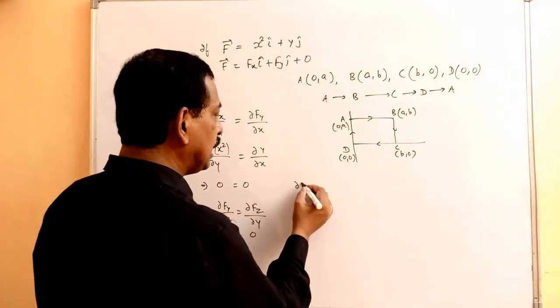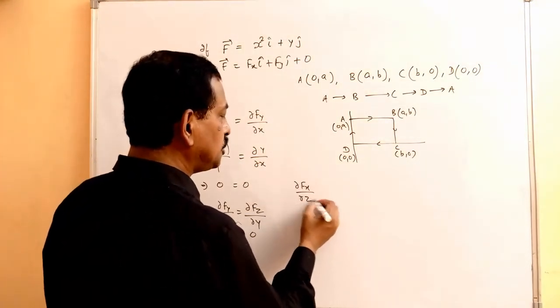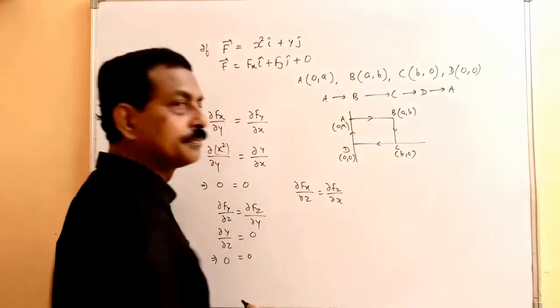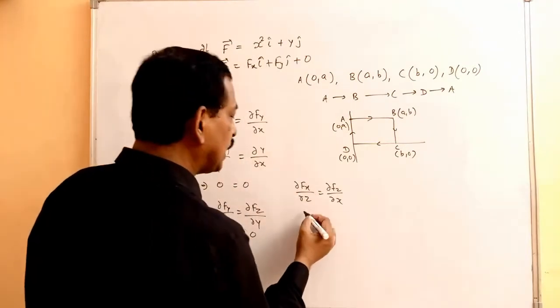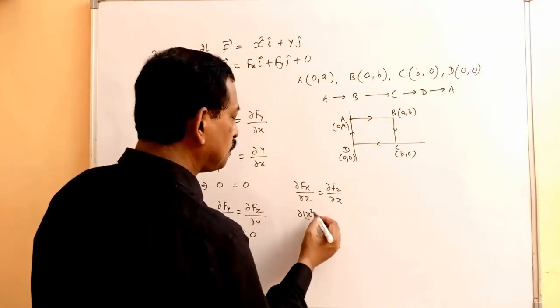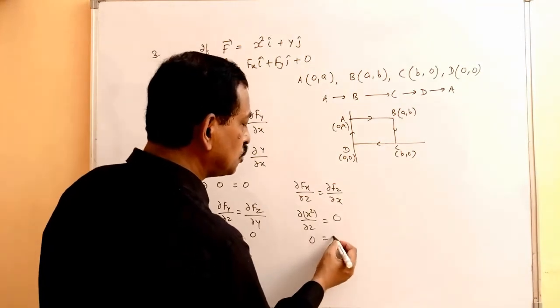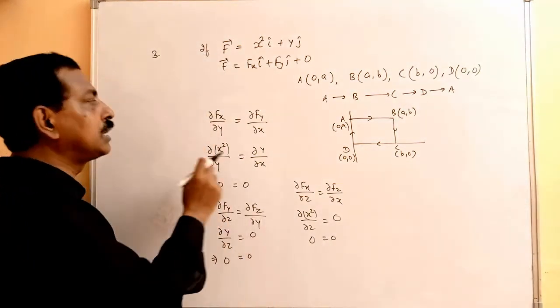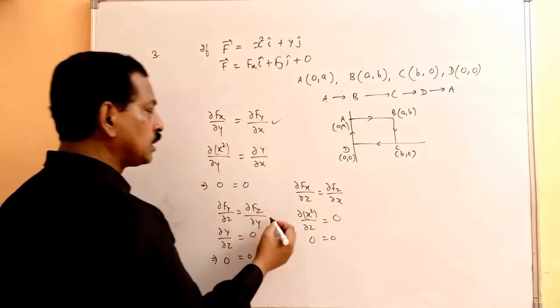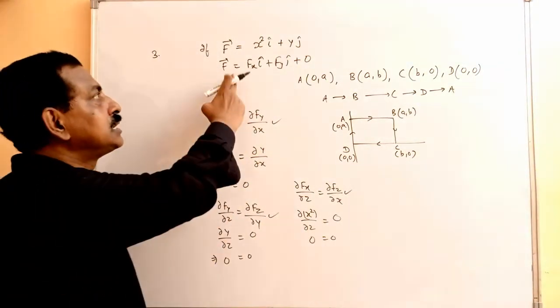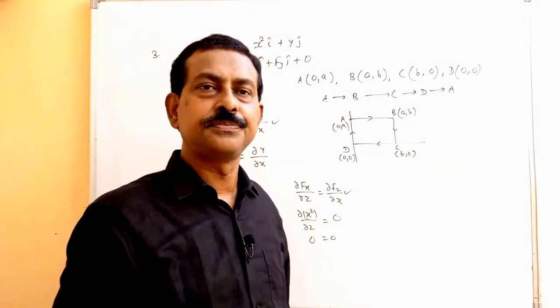Now del Fx by del z, let's check it with del Fz by del x. Fx is x square, so this is 0, and this is also 0. So now what we have got is that these are equal, this is equal, this is also equal, which means this is a conservative force.